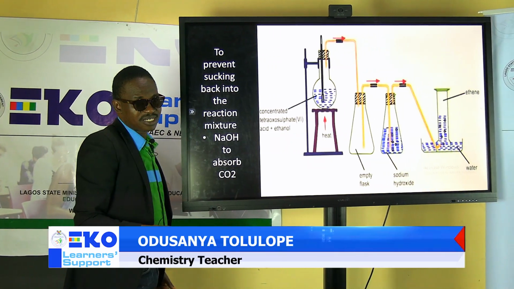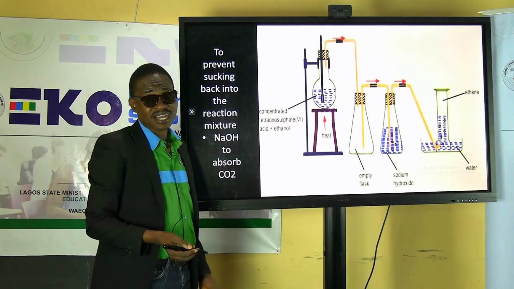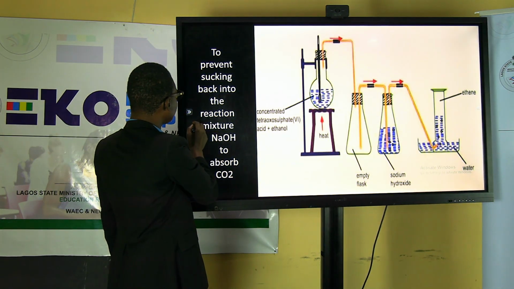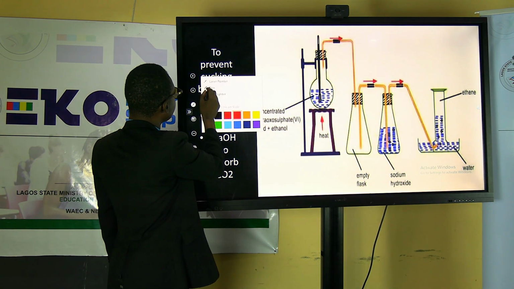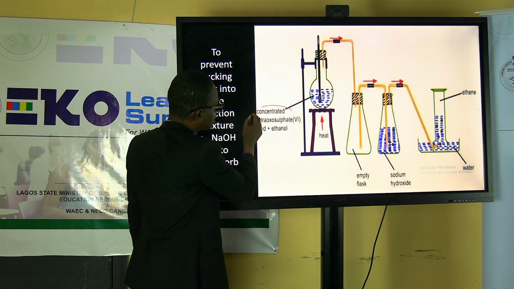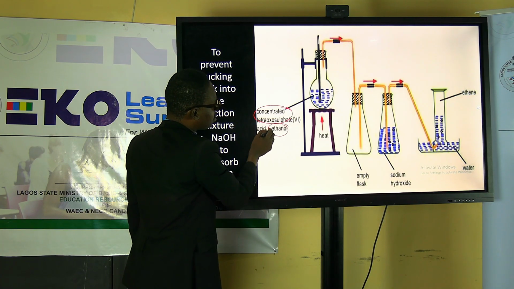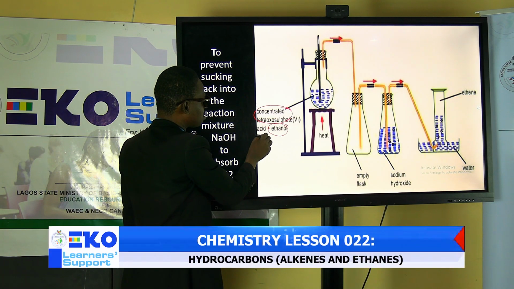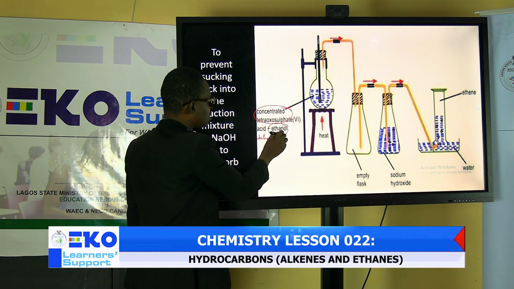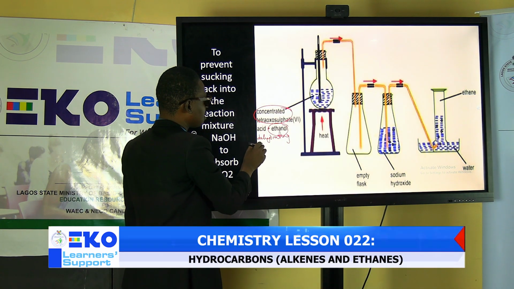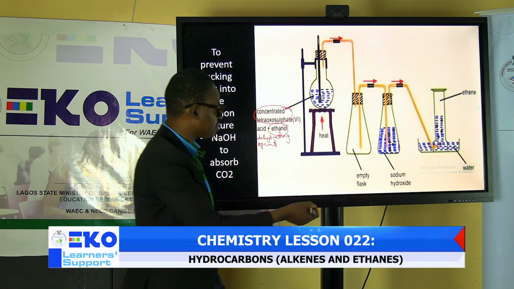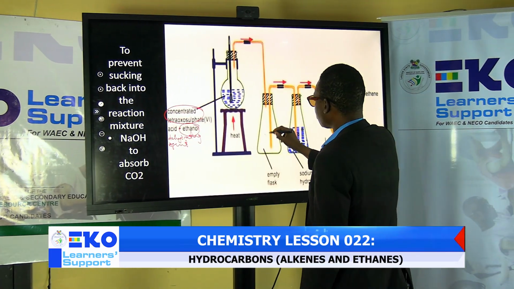In the lab, you can be asked to do the laboratory preparation of what? Ethene. It's very simple. So this is the concentrated acid, and this is ethanol. The concentrated acid is acting as a dehydrating agent. I've told you what dehydrating is: you are removing water molecules from what? Ethanol. And when it happens, you have to pass it through what?